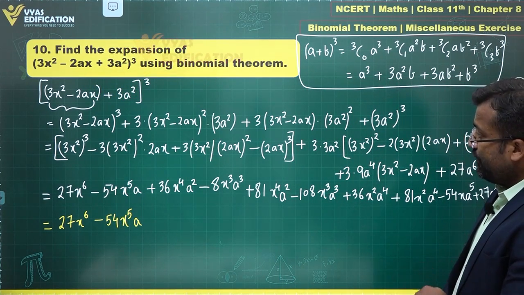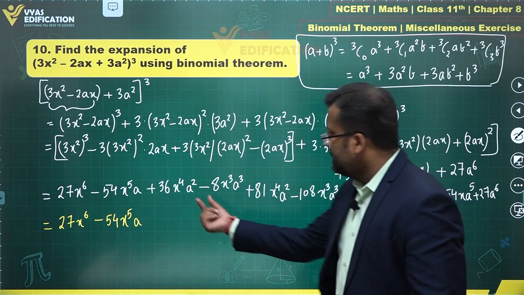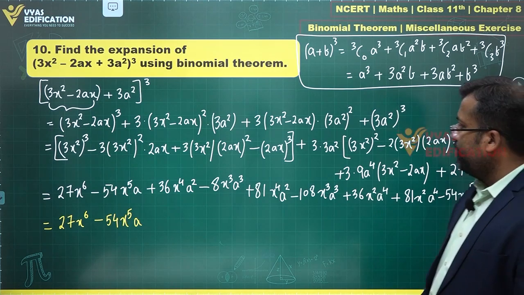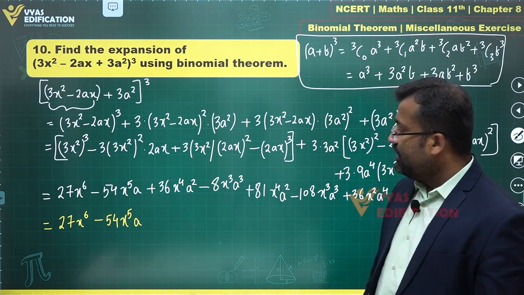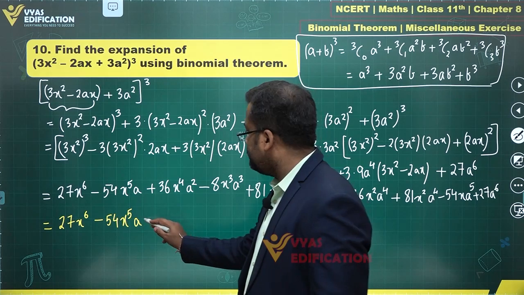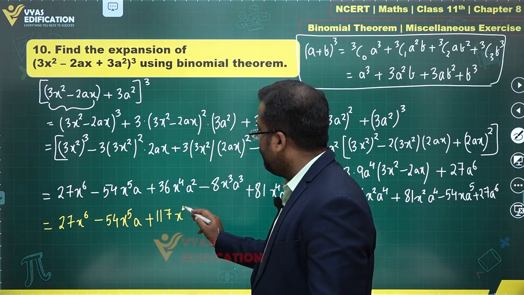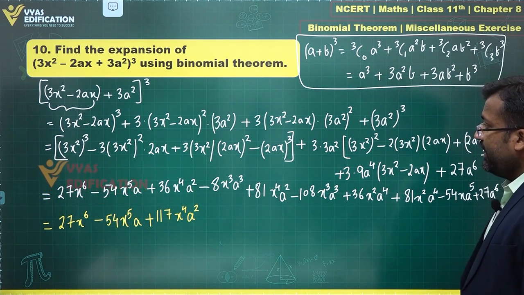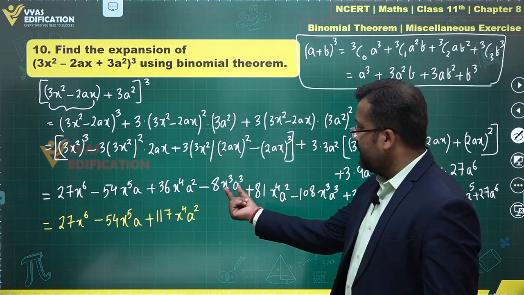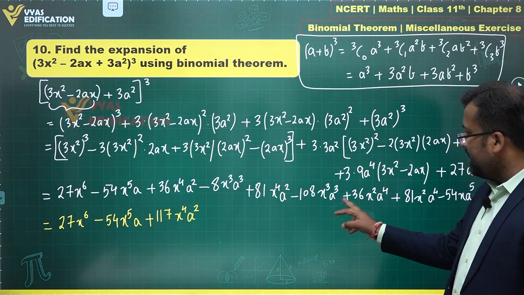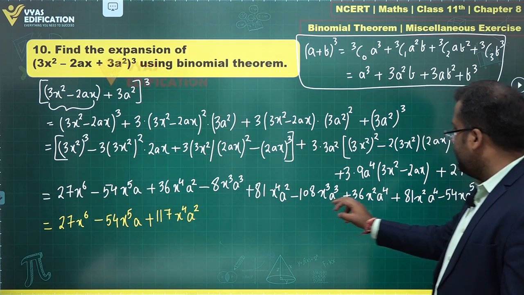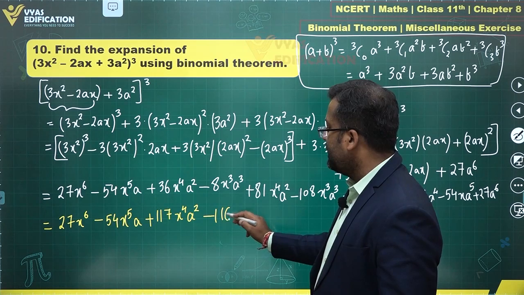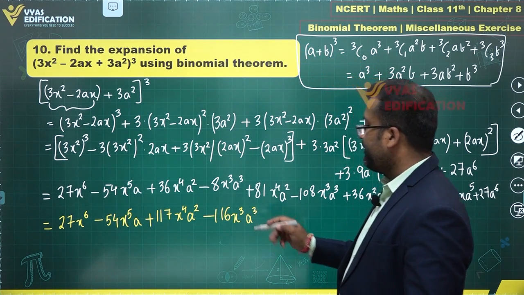Let's choose a term of x power 4 and we have 36 x power 4 a square, 81 x power 4 a square. Is there any other term of x power 4? No. 81 plus 36 is 117, right? 117 x power 4 a square is what I'll get over here. Next, x power 3 a power 3. This is one term, and yes, this is another term, 108 and 8. Is there any other term? No. So minus 108 minus 8 will be minus 116 x power 3 a power 3.